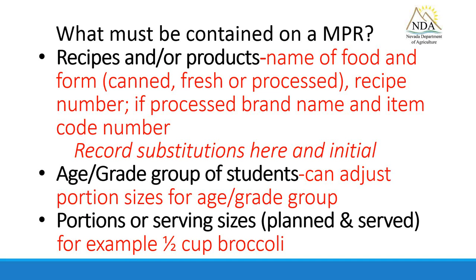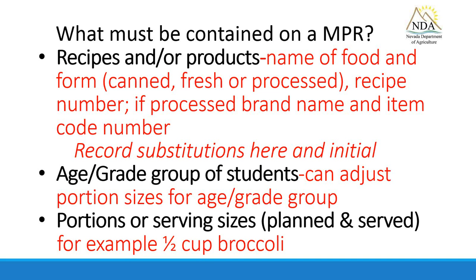The recipes and products are listed in this section, which lists the name of the food and the form. For example, is the item canned, fresh, or processed. If you're utilizing standardized recipes, you could list the recipe number here. And if it's processed, you would want to record the brand name and the item code. Each processed food has a brand name and an item code number, and this would be the place to mark it. Also, there are substitutions, whether you didn't get a food product in or you need to substitute an appropriate item. This would be the section where you record it and you initial it with your initials that you made an adjustment.